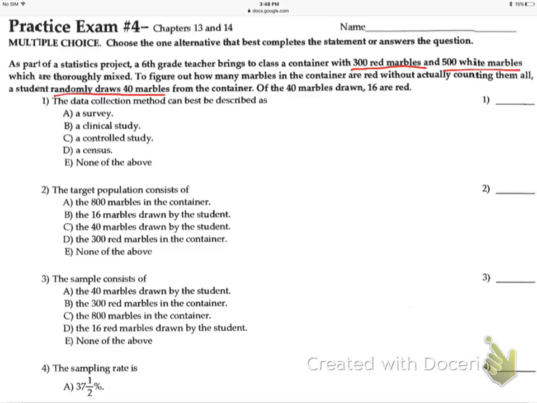Student randomly draws 40. Of the 40 drawn, 16 are red. All right, give it a try. So let me give you a minute. Try to do questions 1, 2, and 3 even, and then I'll answer them.